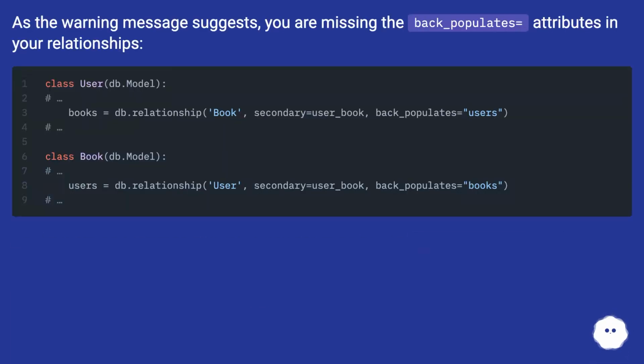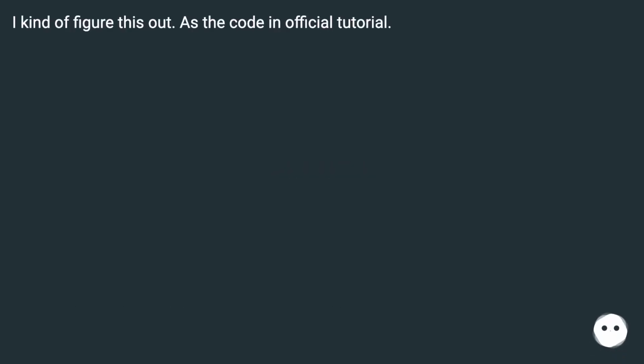As the warning message suggests, you are missing the back_populates attributes in your relationships. I kind of figured this out, as in the code in the official tutorial.